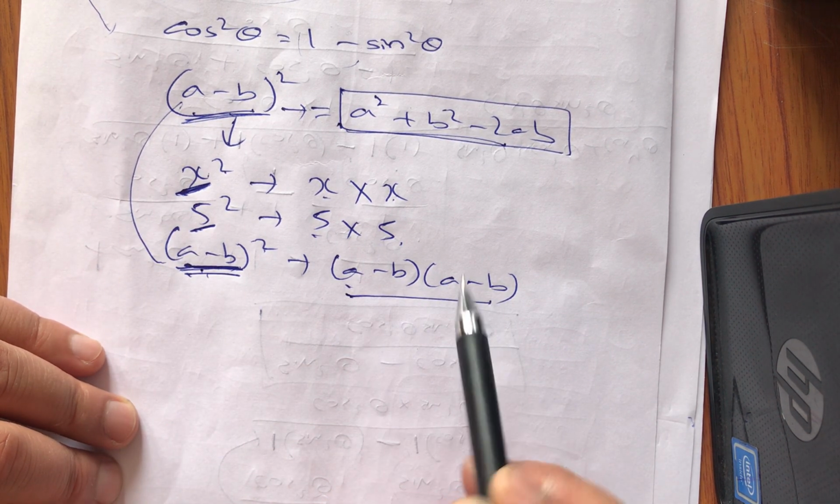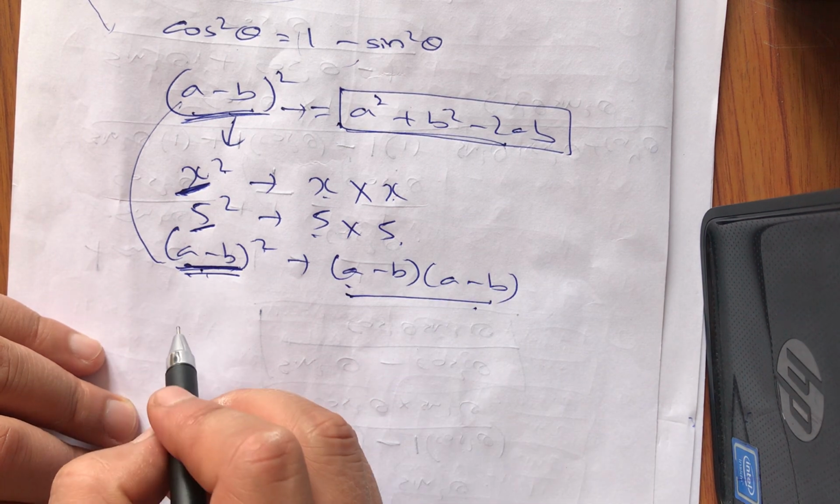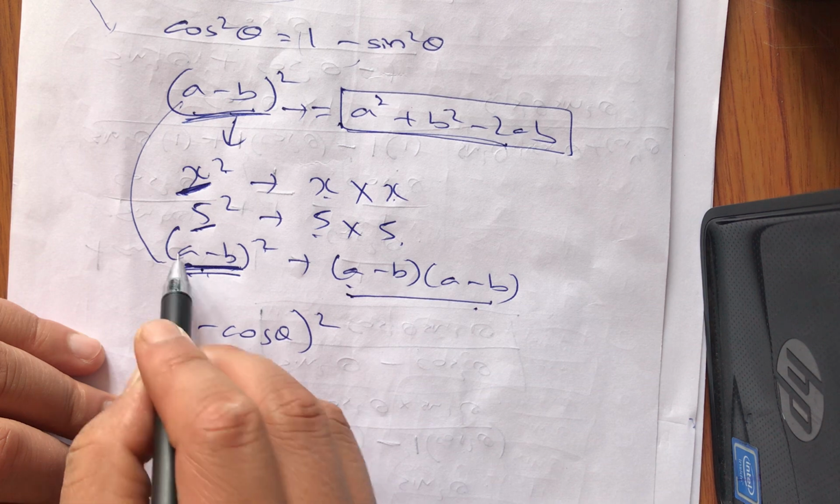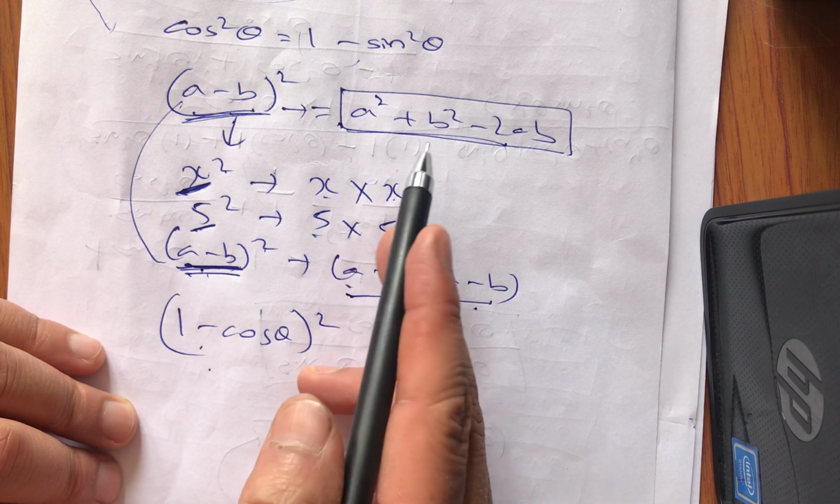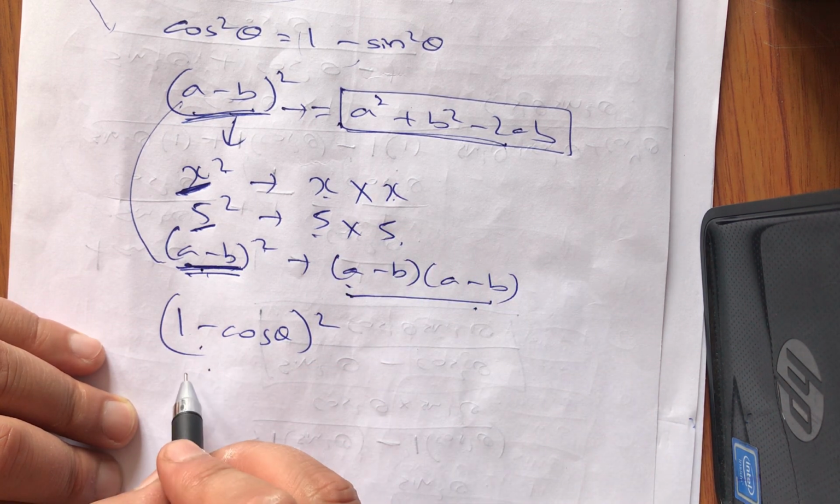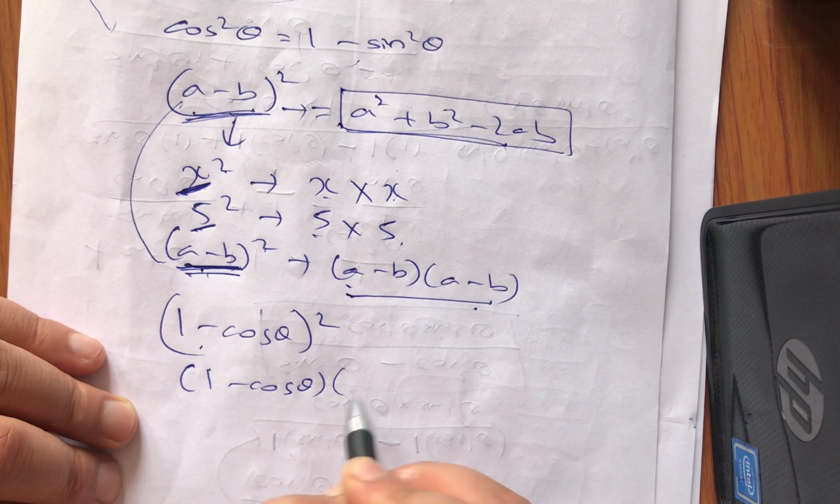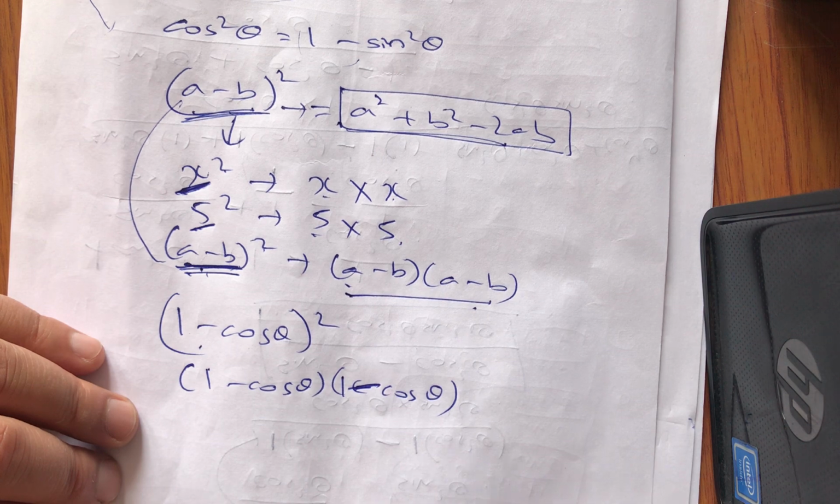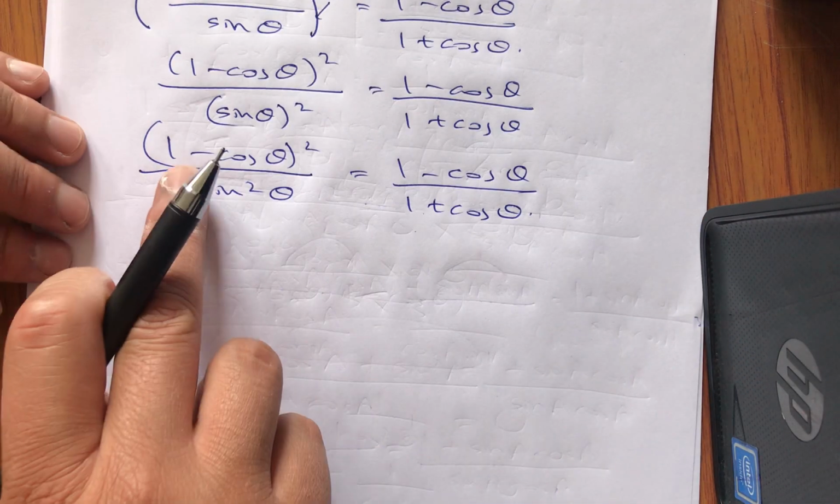And why are we doing that? We'll let you know in a while. Okay, so if I see 1 minus cos theta square, it looks something like this. So I'm not going to apply any formula. The way I'll write it is, I'll just write 1 minus cos theta twice. 1 minus cos theta. Okay, and then we'll tell you why we are doing that. So I have 1 minus cos theta whole square.